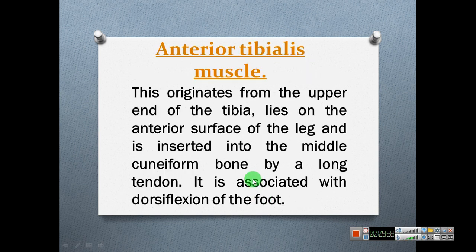Anterior tibialis muscle. This originates from the upper end of the tibia, lies on the anterior surface of the leg and is inserted in the middle cuneiform bone by a long tendon. It is associated with dorsiflexion of the foot.